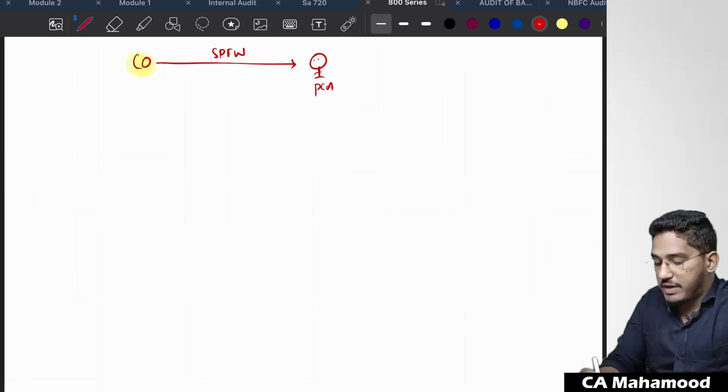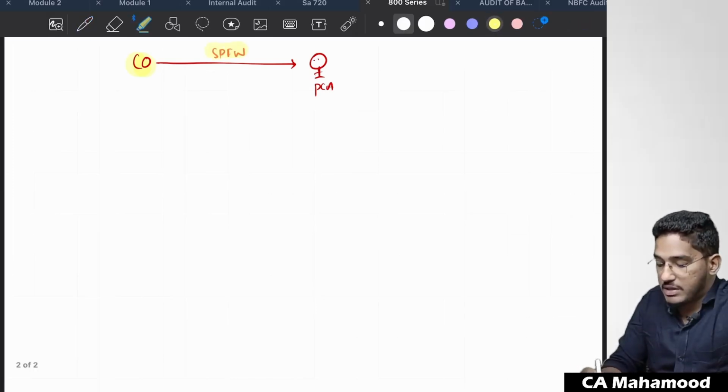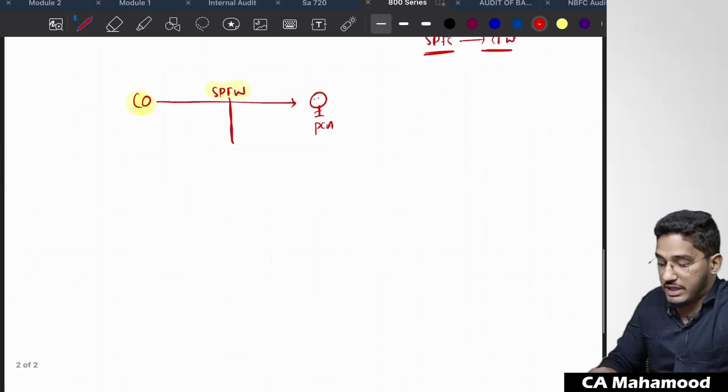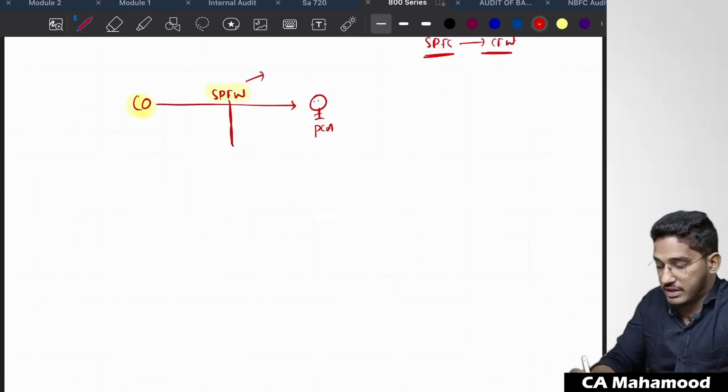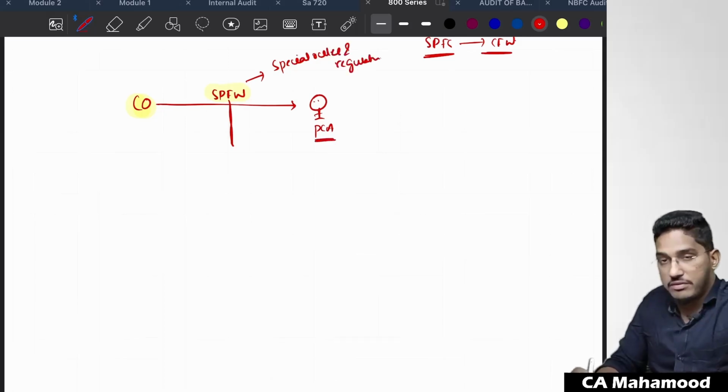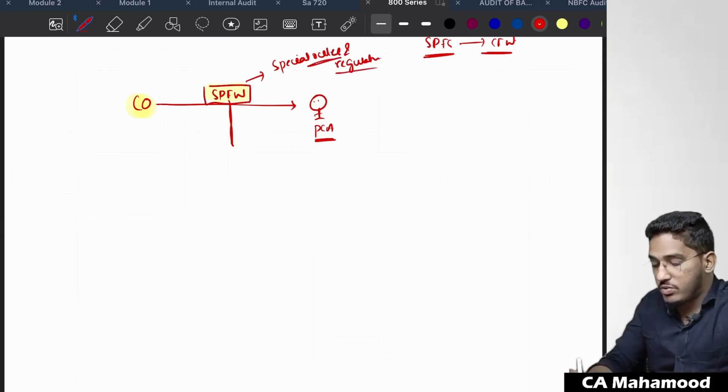As I have told, the first factor you need to decide is whether this special purpose framework is acceptable or not. But first of all, where can the special purpose framework come from? Special purpose framework means they have followed some specific, special rules and regulations in preparation of the financial statements. Now, as a practicing chartered accountant, first you need to understand where these special rules and regulations came from.